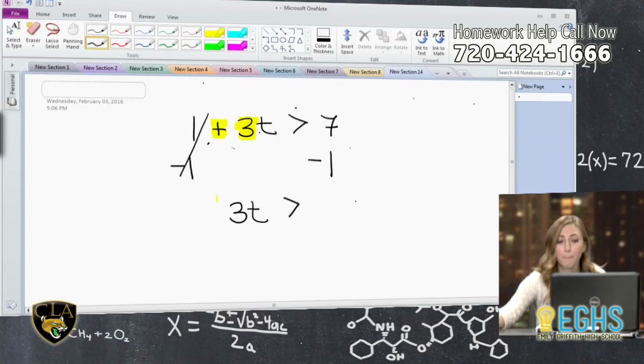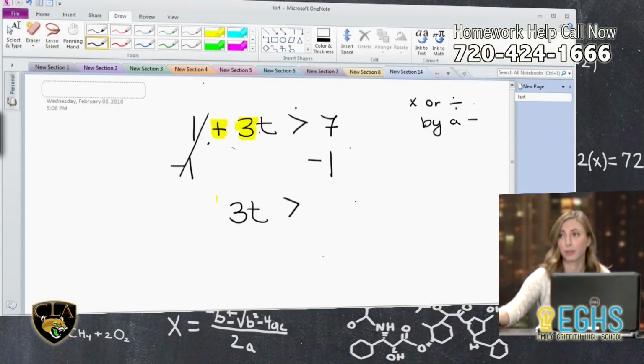But if you multiply or divide by a negative number, then we have to switch the direction of our sign. So if it says greater than, we're going to change it to less than. If it says less than, we'll change it to greater than. And that's only if we're multiplying or dividing both sides by a negative number. That won't come into play this time, so we're all right. So we'll keep it facing the same way.